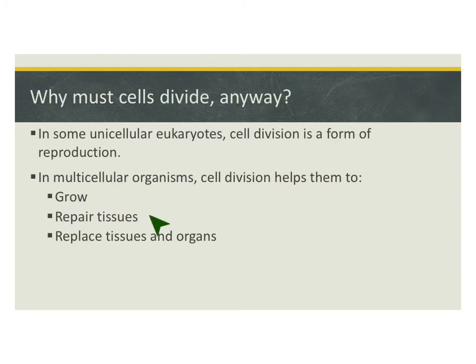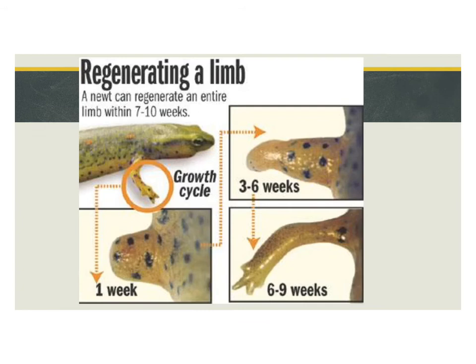Another thing they could do is repair tissue. So if you get injuries of any kind, an injury or a cut or something, it's mitosis that allows you to repair that cut and replace those cells. And in some organisms, they can replace whole tissues and organs this way. So here's an example of that. This is a newt. A newt is not like a human. If they lose an entire limb, they can regrow it.